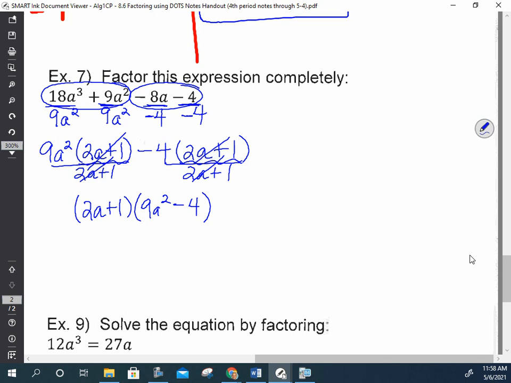Okay, so we have 9 and a squared. Those are perfect squares. What else up here is a perfect square? 4. That's a perfect square. Something times itself will give me 4. Well, 2 is the number times itself that gives you 4. So 4 is a perfect square. 1 is a perfect square. So everything that just got underlined is a perfect square.